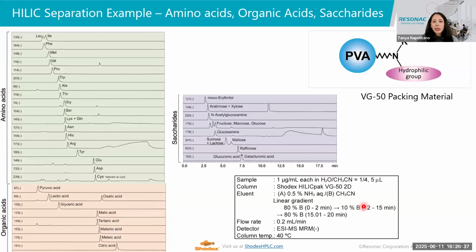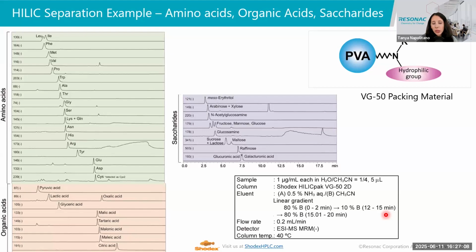And this slide highlights how versatile the VG50 column is for HILIC applications. So in one run, we separated a mix of amino acids, organic acids, and saccharides. We used a linear gradient starting at 80% acetonitrile and decreased to 10%. That high organic content boosts retention through partitioning into the hydration layer. As water increases, compounds elute based on polarity and interaction strength.